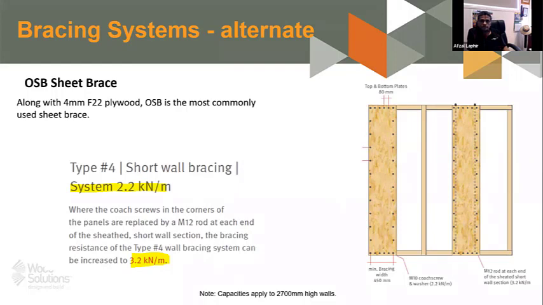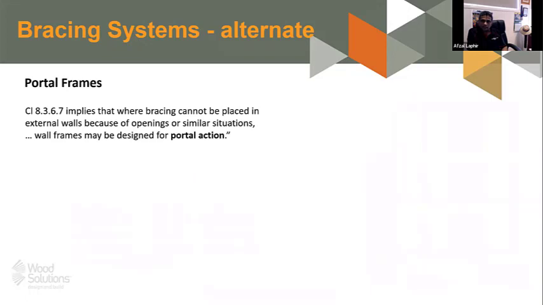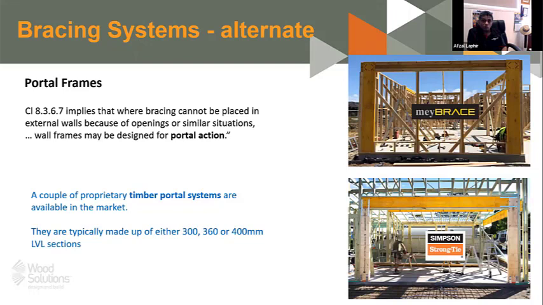The second alternate system is the good old portal frame. Now, clause 8.3.6.7 implies that where bracing cannot be placed in external walls because of lack of walls, because of openings or similar situations, wall frames may be designed for portal action. So there is an opportunity to design a portal action through plywood. You can have plywood around the opening and create some portal action, but a bit of cumbersome design is involved. I don't see that being used heavily in Australia, but it can be used. A timber portal frame is probably a more viable option.